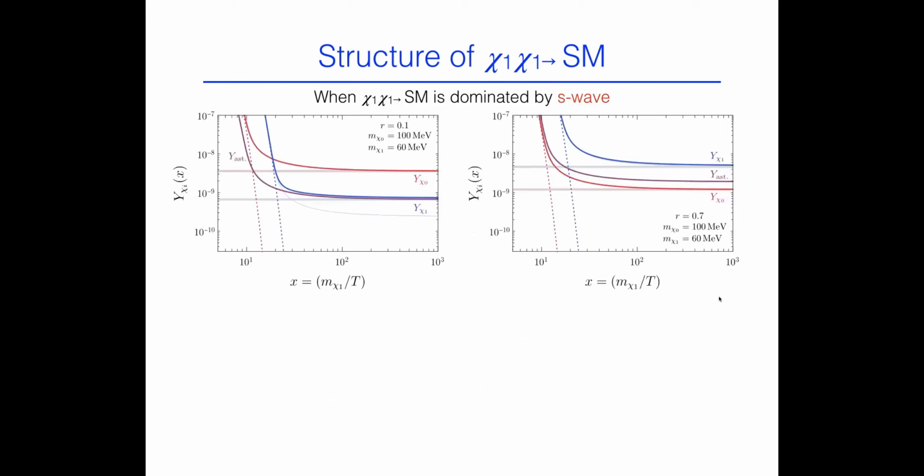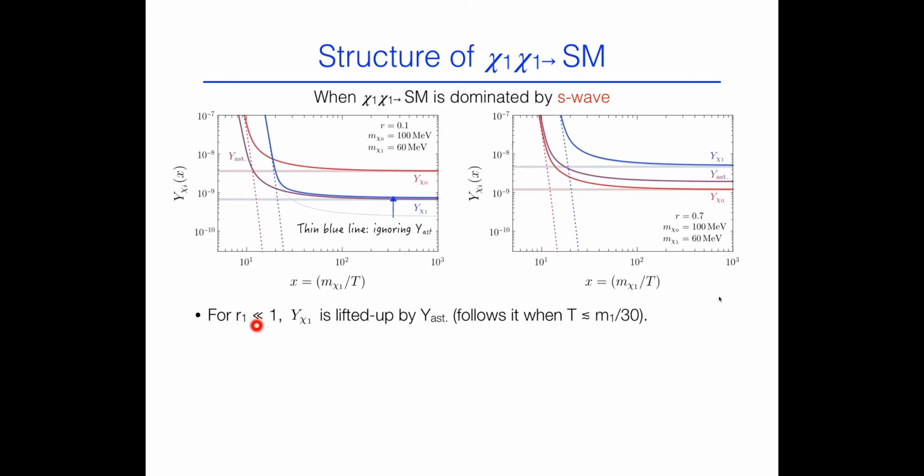When the annihilation of the light dark matter pair into the standard model sector is dominated by the S-wave, the evolution of the co-moving number density is expected to look like this. If the fraction of light dark matter is about 10% of the total relic, it is the left panel. In the right panel, we show the case that the ratio is 70%. And this thin blue line corresponds to the co-moving number density expected when ignoring Y_assisted.